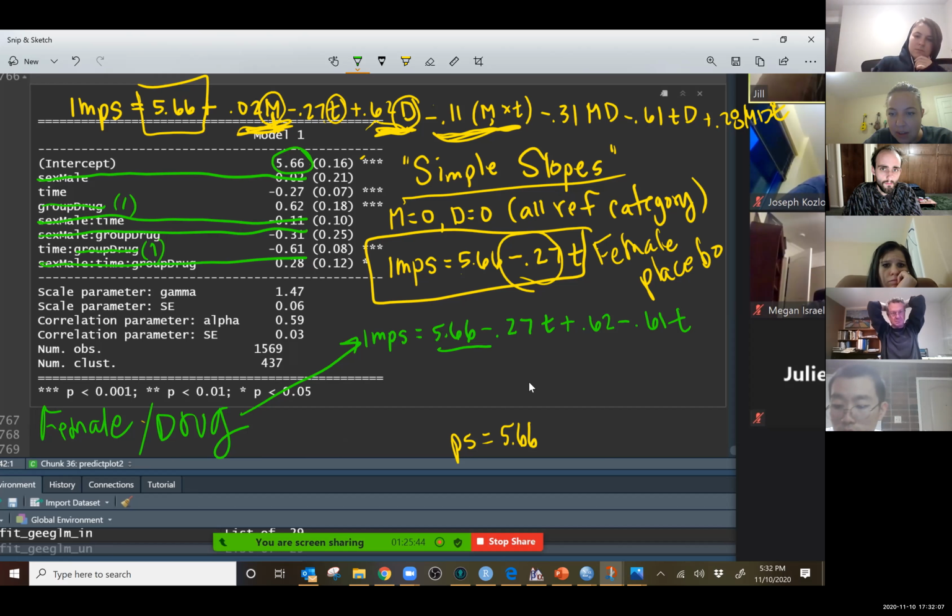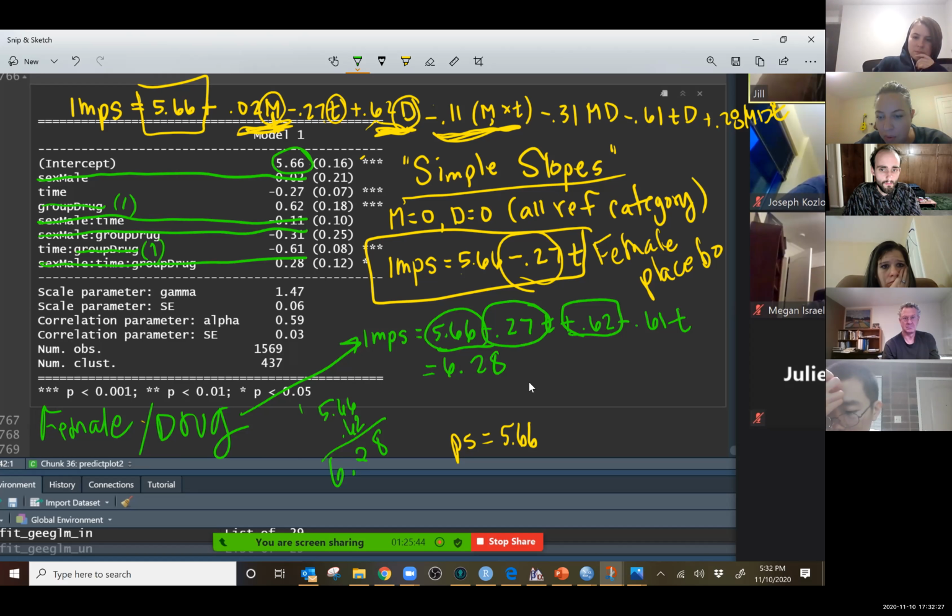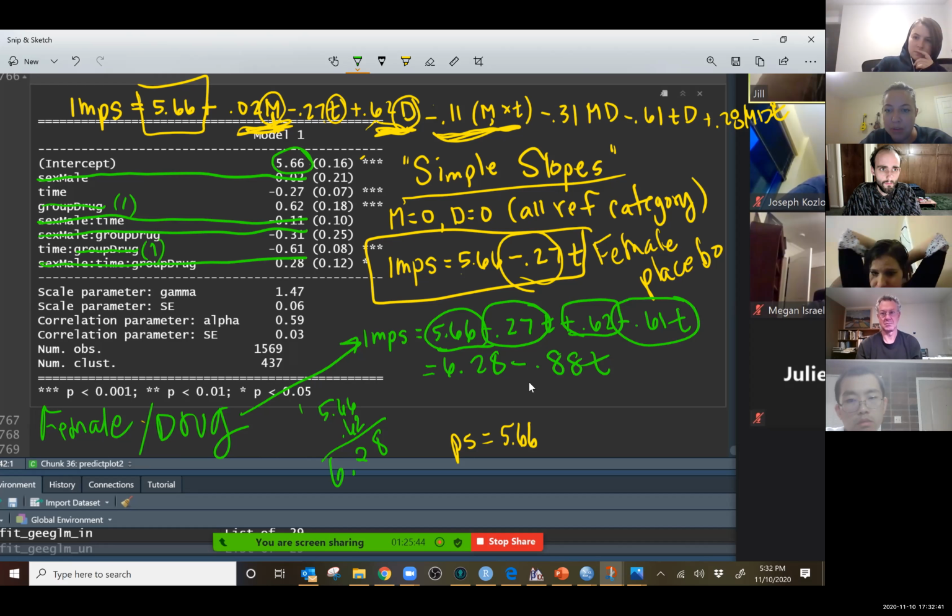So what happens to the intercept? The intercept is a little bit higher. What do we get when we add that? 5.66 plus 0.62, 6.28. So it has a slightly higher intercept. And then what happens to the slope? Instead of going down just a quarter point, now the slope is going down an additional 0.61. So it's going down 0.88. So for females, the slope in placebo is 0.27, but the slope in the drug is 0.88, going down negative 0.88.